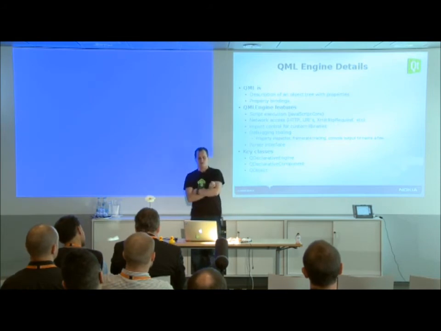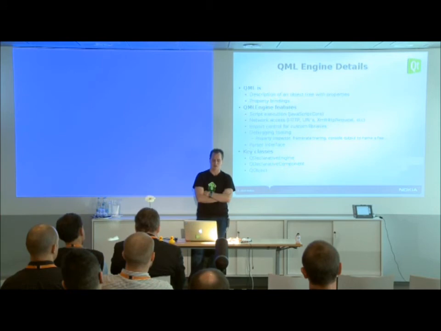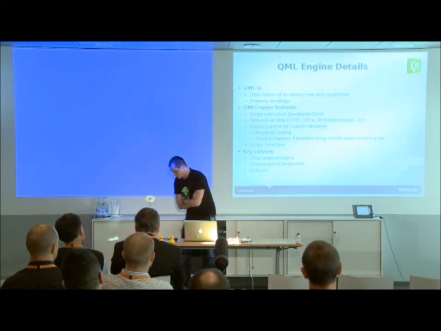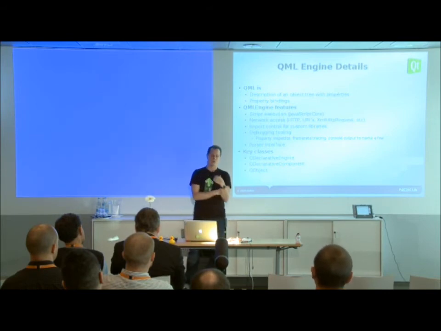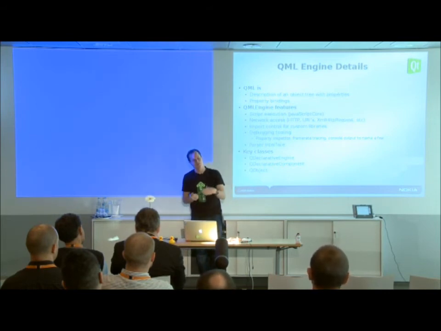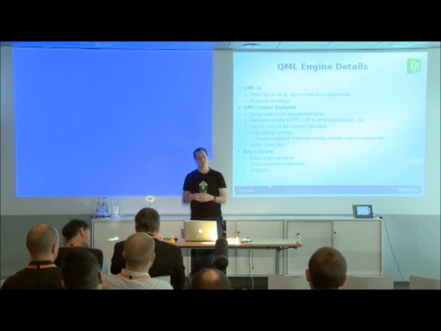So the QML engine itself, you can do, of course, script execution, so your JavaScript via JavaScript Core, as I said. You can have network access through HTTP, URI, XML, HTTP requests, etc. Everything you have in Qt, pretty much. You also got built-in support for loading custom libraries. So let's say you have libraries with all your C++ objects that you export in QML, then the QML engine is able to load that library and make everything that you declare in your C++ library accessible in QML.